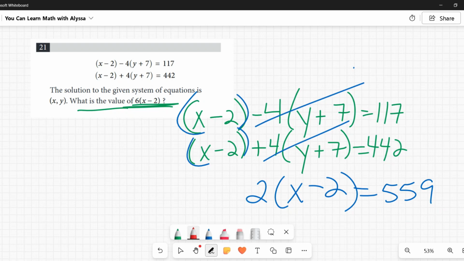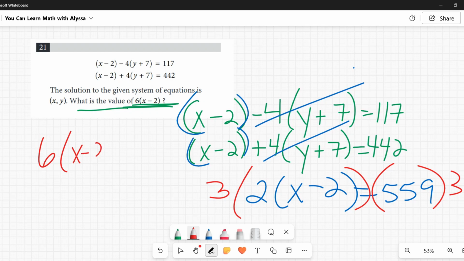And let's watch that happen. So to get 2x minus 2's to become 6x minus 2's, I'm going to multiply by 3, but I need to do that to both sides. So then on the left, I will have 6x minus 2, and on the right is 559 times 3, which is 1,677, and there's my answer, 1,677. I don't have to solve for x. I just had to solve for 6 times x minus 2.